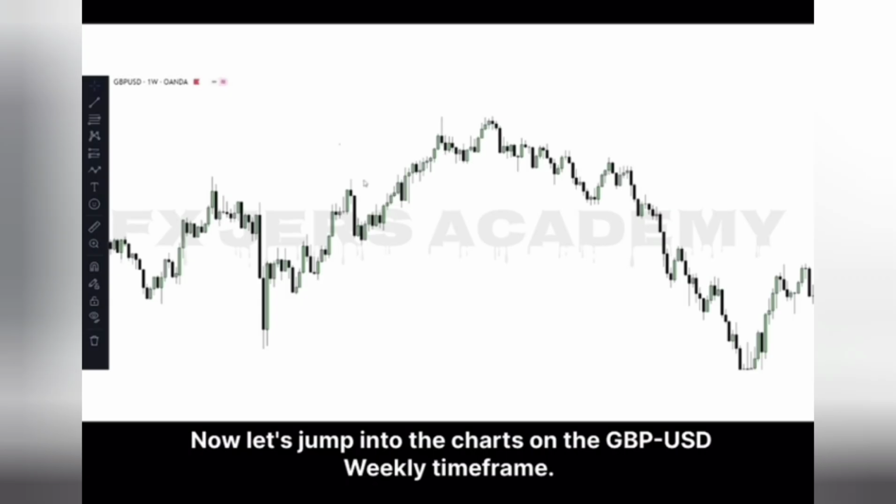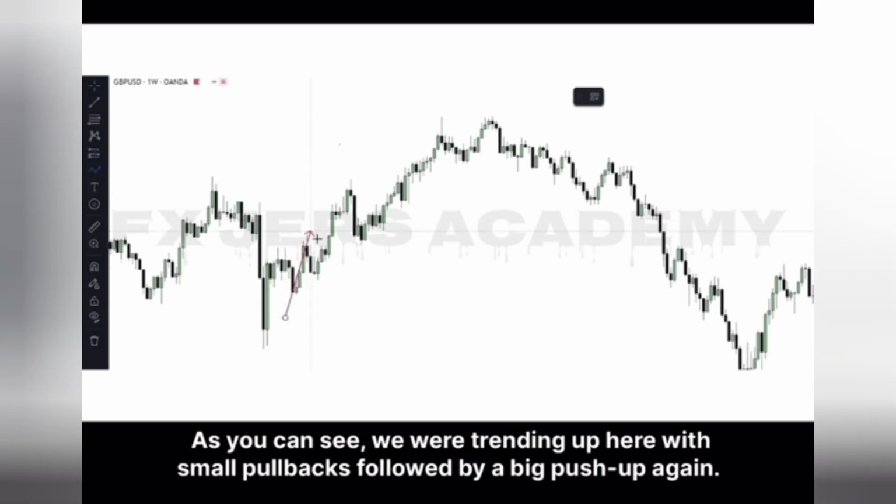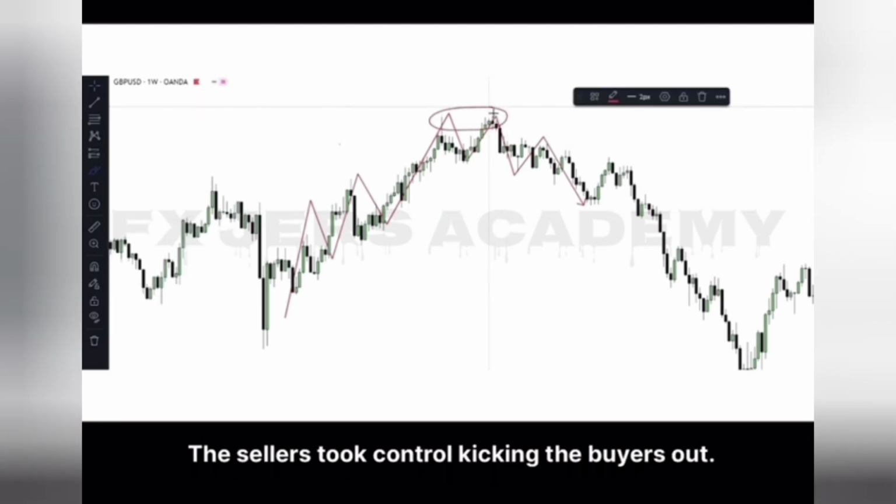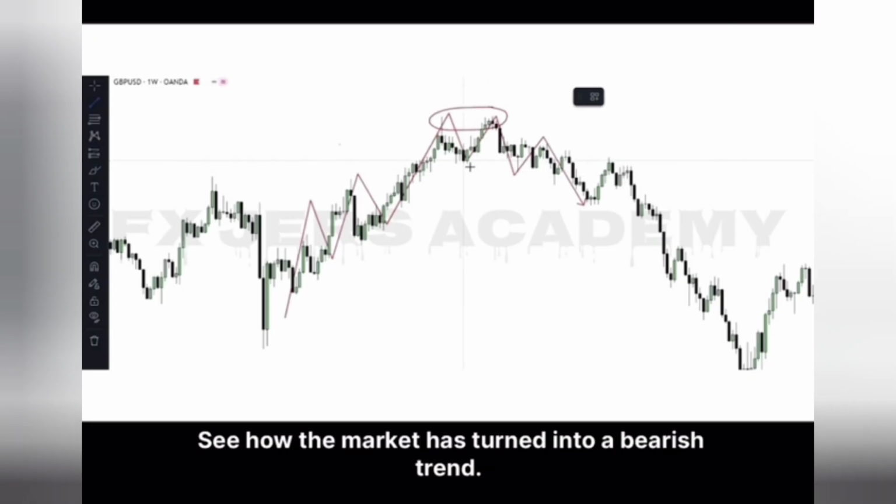Now let's jump into the charts on the GBP USD weekly time frame. As you can see, we were trending up here with small pullbacks followed by a big push up again. At the top, that was our last high, which then broke to the downside, creating a downtrend. The sellers took control, kicking the buyers out. See how the market has turned into a bearish trend.